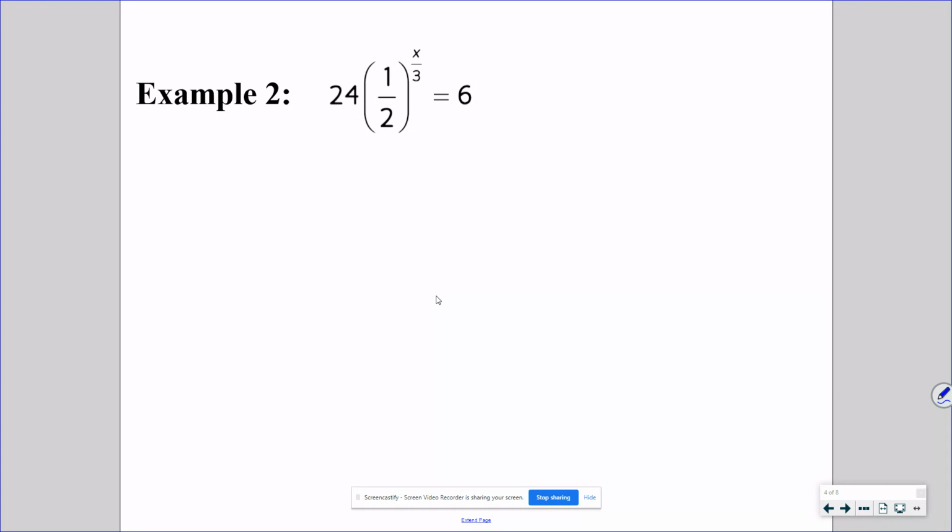Number 2 actually has a couple different ways that you could solve this. I'm going to show you what I think is the simplest of those options. In order to do that, I'm going to first divide by 24. The reason I'm doing that is because I want to isolate the part of the problem that has the exponent in it, because I'm trying to figure out what x is. So I'm trying to get closer to that x. That's going to give me 1 over 4 on the right side if we simplify all the way down.